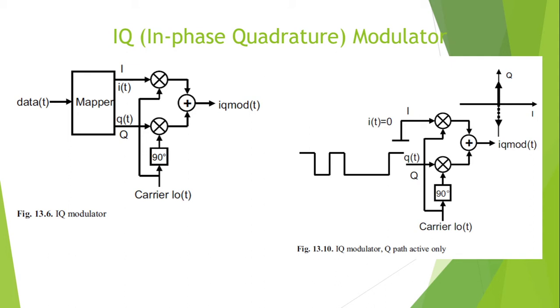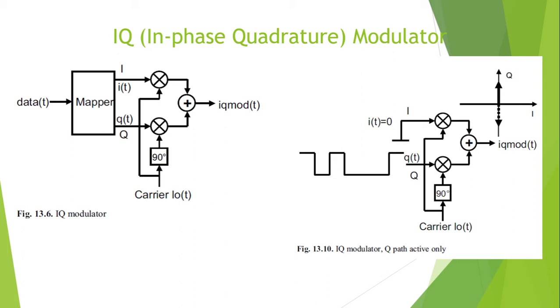So we'll derive an equation that applies to the amplitude and phase of IQ mod of t. That is, A is equal to the square root of AI squared plus AQ squared. That is for amplitude. For phase, phi is equal to tan inverse of AQ by AI, where AI is the amplitude of the I path and AQ is the amplitude of the Q path. From the incoming data stream, data of t, the mapper generates the two modulation signals I of t and Q of t.